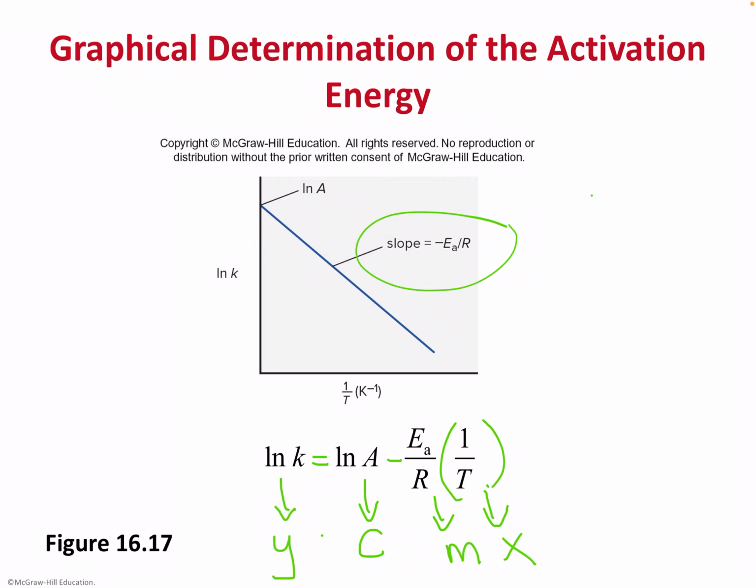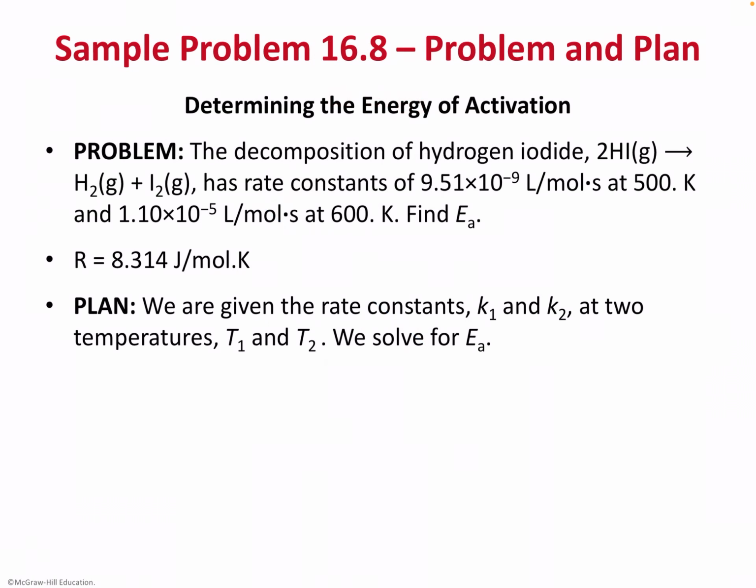Graphical determination of the activation energy. From a graph also we can find out, once you draw a graph of ln k versus 1 over T, from the slope you can find out the activation energy, because R is going to be your gas constant. And if you have two different rate constants and temperatures, we can find out the activation energy. Let's look at this one.